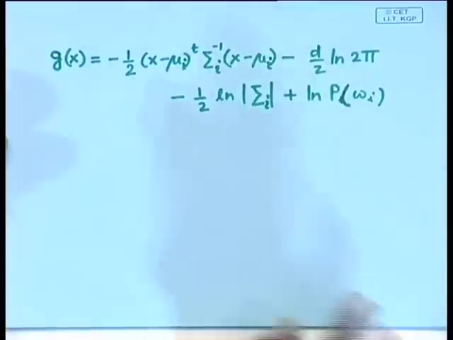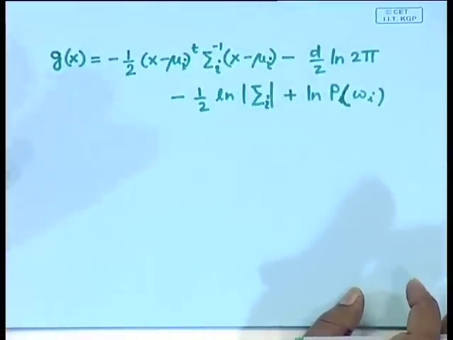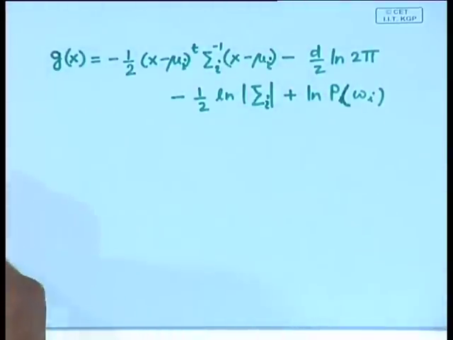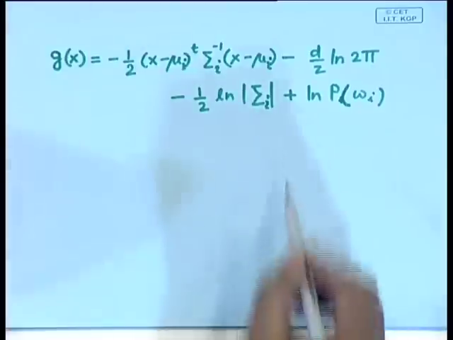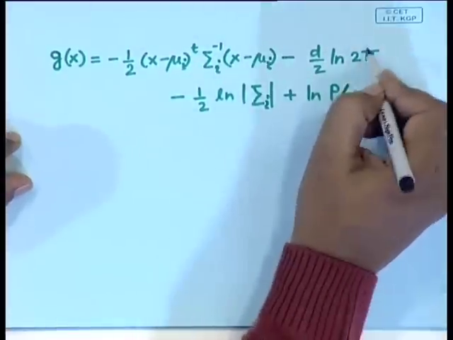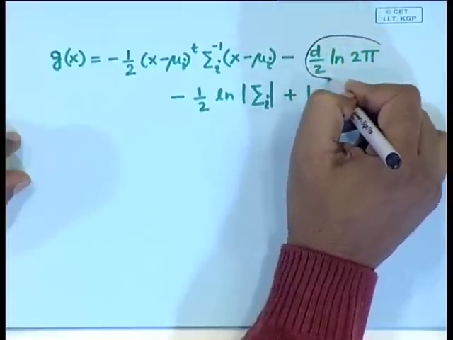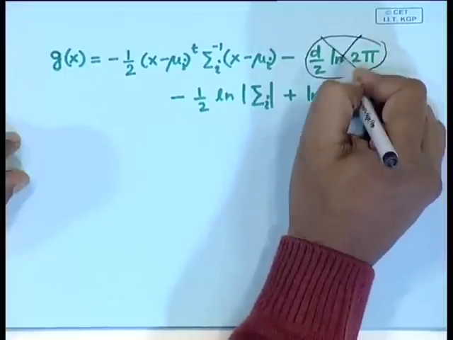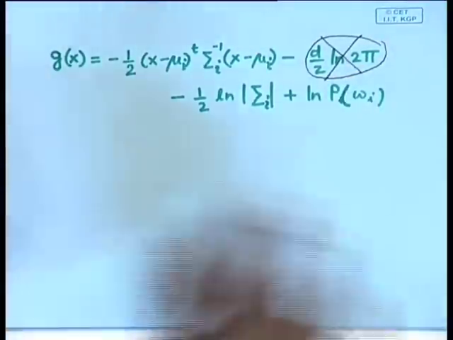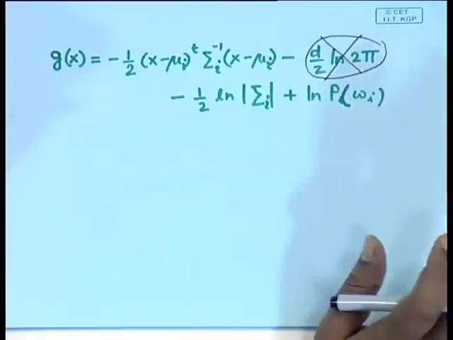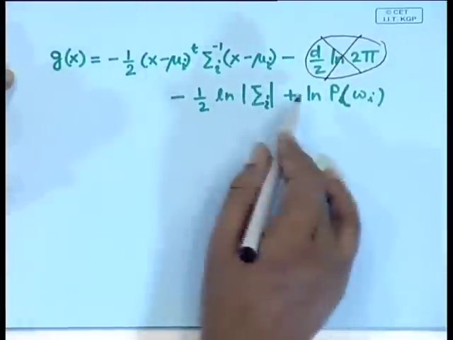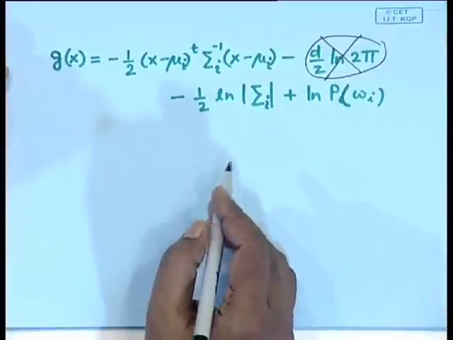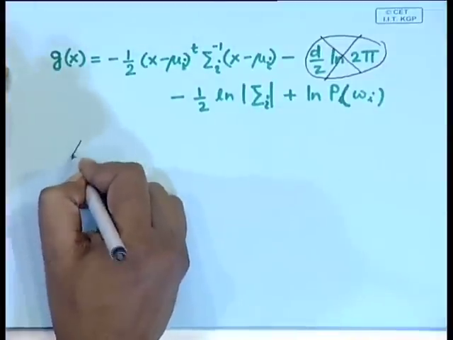Now, let us see what is the amount of computation involved in this particular case. Out of this, we said that the term minus d by 2 log of 2 pi is class independent; it does not depend upon the class. So, we can as well remove it from the definition of the discriminating function, because its value will remain the same for all the classes. It does not give you any discriminating power, but the other terms really discriminate among different classes.